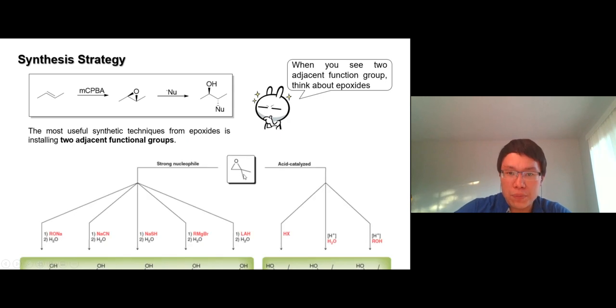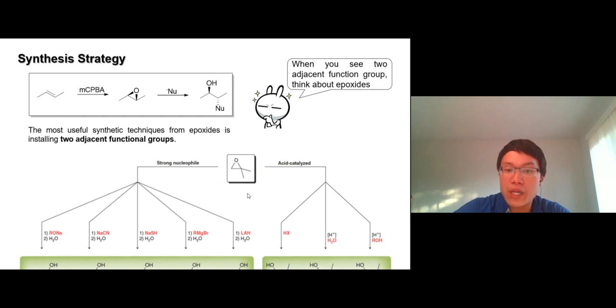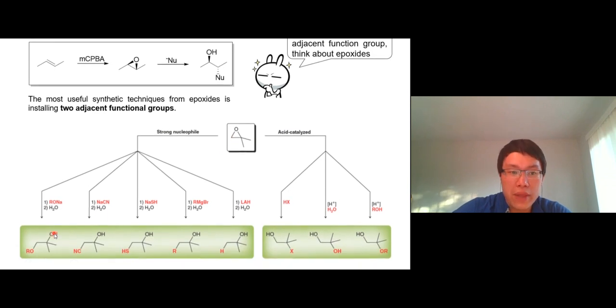Okay, so I'll give you some examples. If you add a strong nucleophile, we go attack at the less substituted carbon, but you're going to end up with the two functional groups next to each other, right? We have an alkoxy group and hydroxyl group, cyanide and hydroxyl, sulfide, thiol and hydroxyl, alkyl group and hydroxyl, hydride and hydroxyl. Acid catalyzed is going to go to the more substituted carbon, right? So X goes in there, in there, in there, but they all have a similar feature, which is two adjacent functional groups. Adjacent means next to each other.